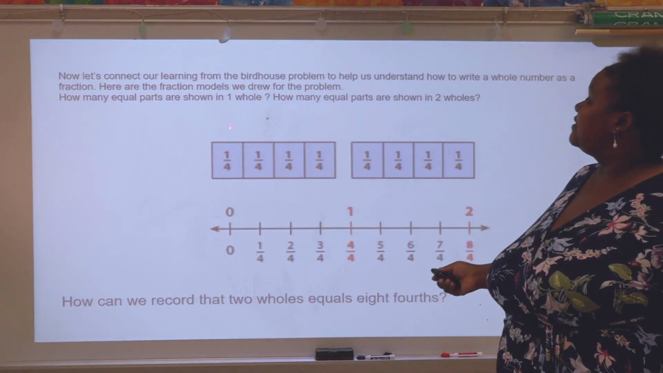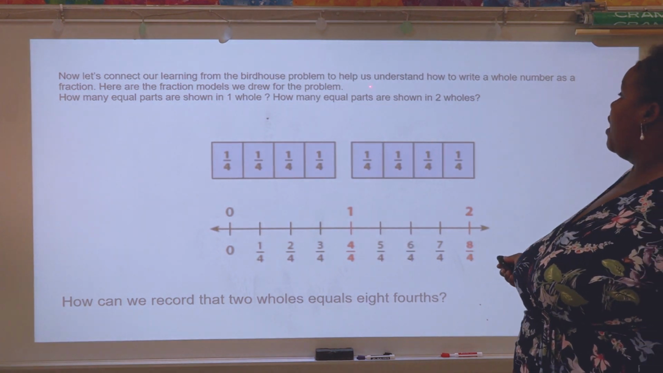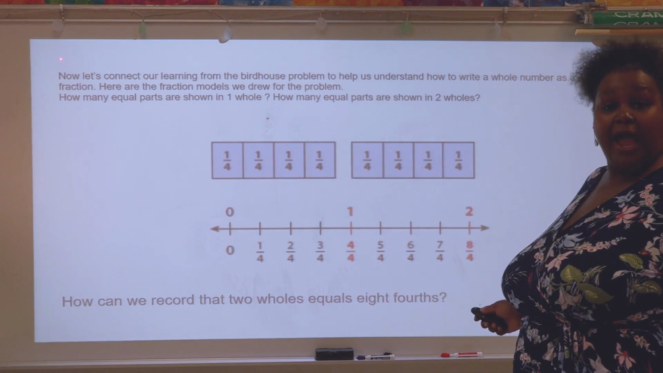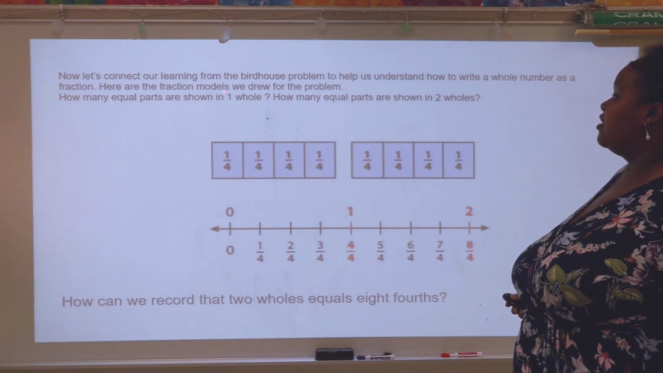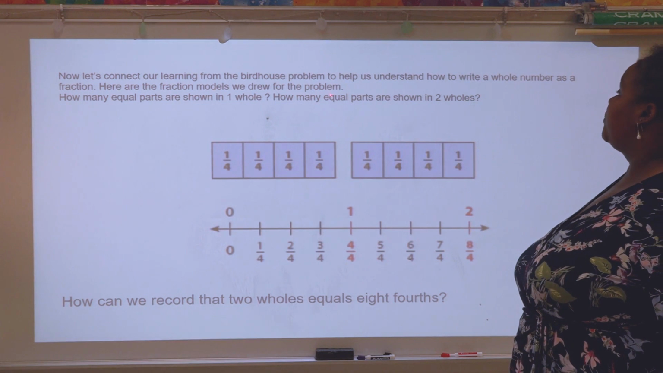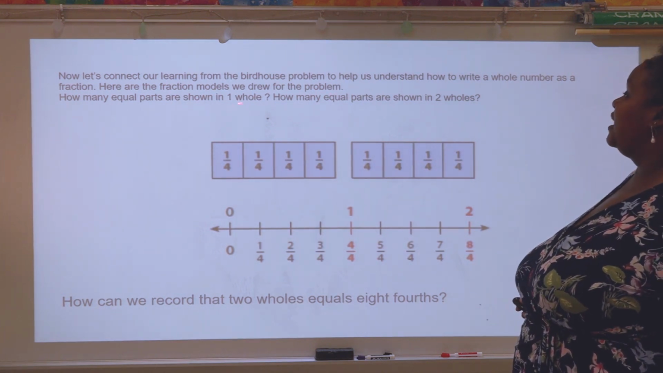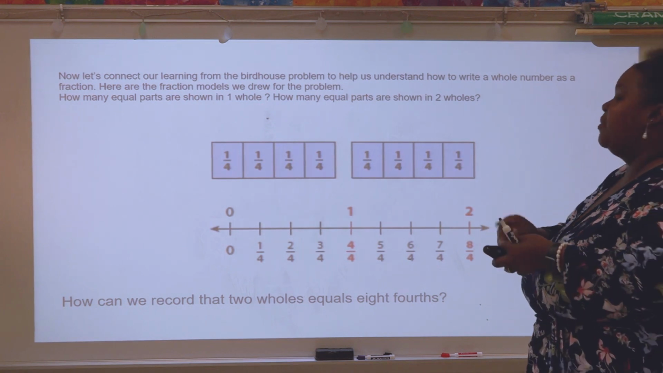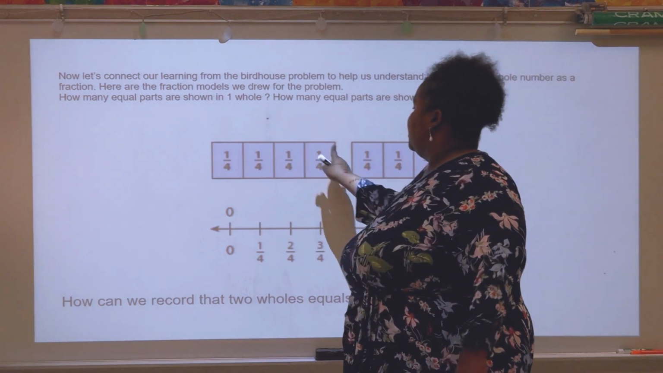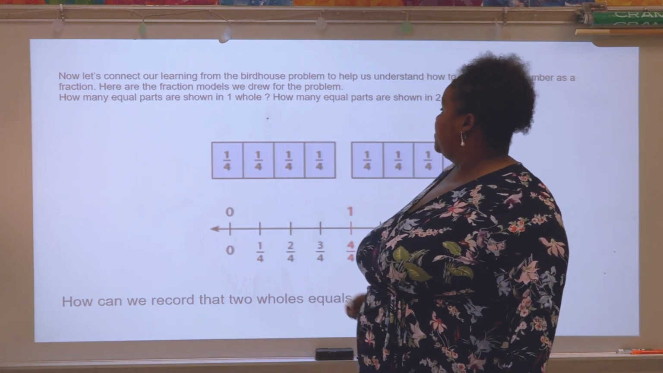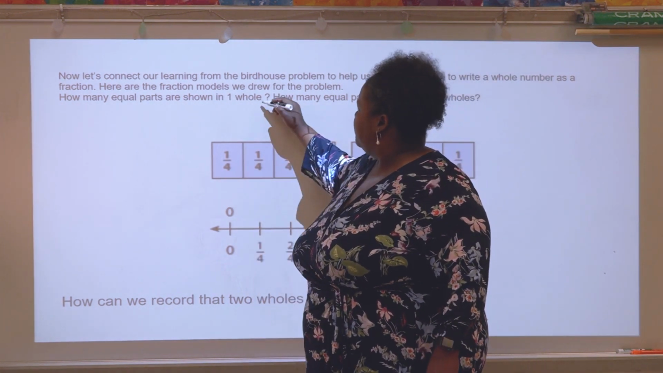Now, let's connect our learning from the birdhouse problem to help us understand how to write whole numbers as a fraction. Here are the fraction models we drew for the problem. How many equal parts are shown in 1 whole? So I'm going over here. This is my 1 whole. How many equal parts? And I hope you said 4. I'll put my answer here, 4.